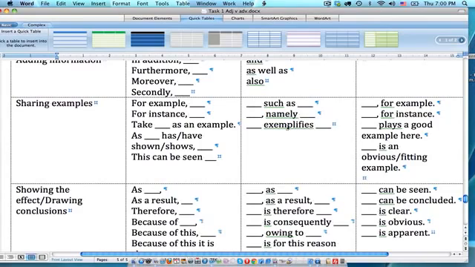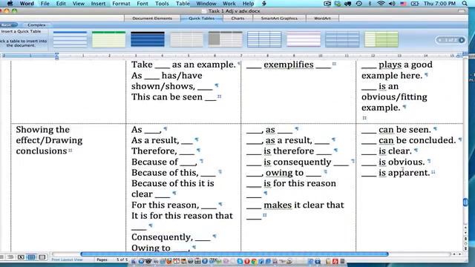Exemplifies, the verb we were talking about before. Then we share the example, and then we put comma for example or comma for instance, full stop. These are at the end of the sentence. Blank plays a good example here. Blank is an obvious example or a fitting example. Okay, a very academic way to word your example. And then full stop, and you're ready for your discussion sentence.